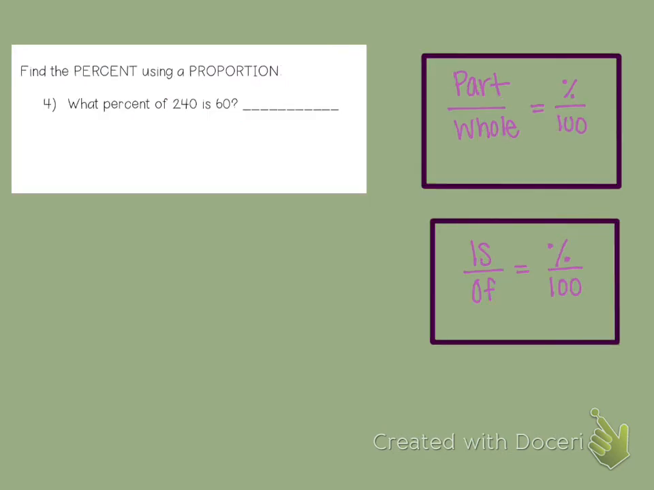Okay, so we're going to jump to problem 4 and find the percent using a proportion. So now we are using percent to find proportion, so that's going to be the top of the second ratio here. Okay, so it says what percent, so of course percent is what we're looking for. Okay, what percent of 240 is 60.